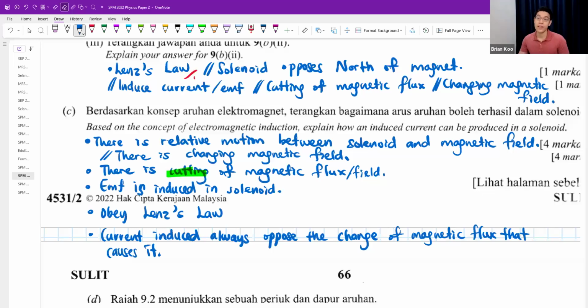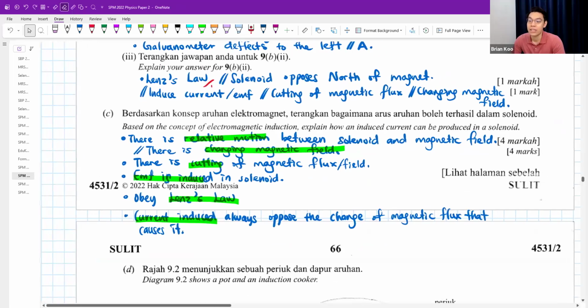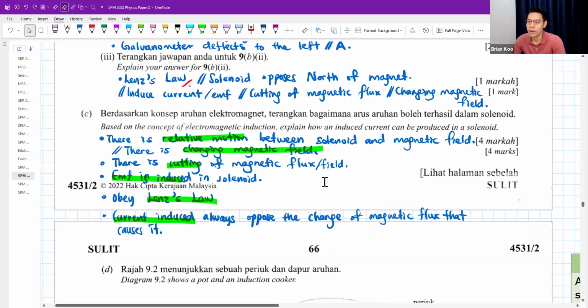It sounds like a very confusing sentence, but Lenz's law is trying to say that when you push your magnet in, I will try to oppose. When you pull your magnet out, I will also try to do the opposite always. It is a love-hate relationship, I always say. So keywords are got relative motion or changing magnetic field, then got cutting of flux, then induced e.m.f, then Lenz's law, then induced current. Any four, you get full marks. This is the classic question on solenoid. I know a lot of people are not very good at solenoid.